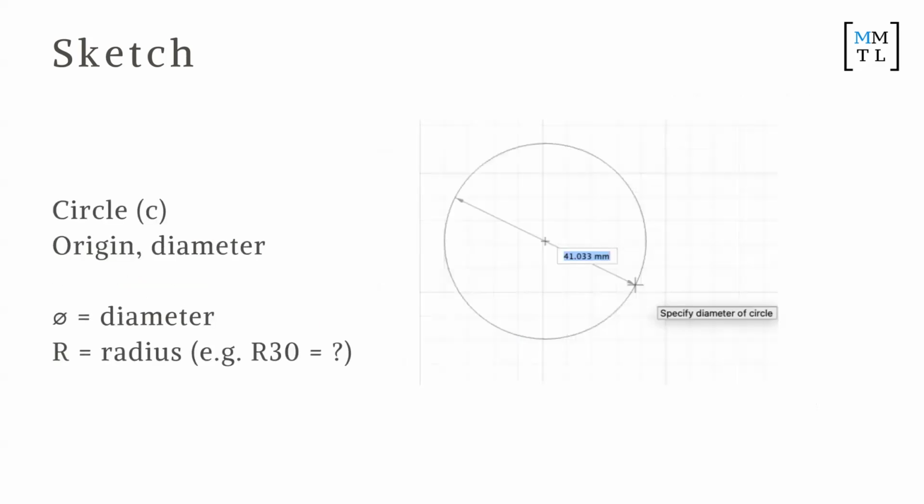The next very basic sketch tool or important one is circle. So the basic way is you click circle and then you click on a point and it's going to ask you to give it a diameter. And for those that might need a refresher, diameter is the total width of the circle and radius is from the center point to the edge.